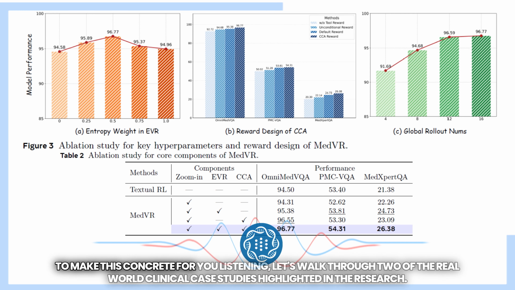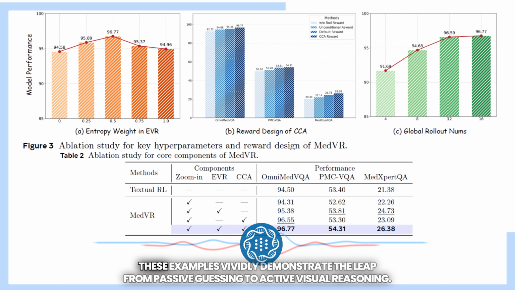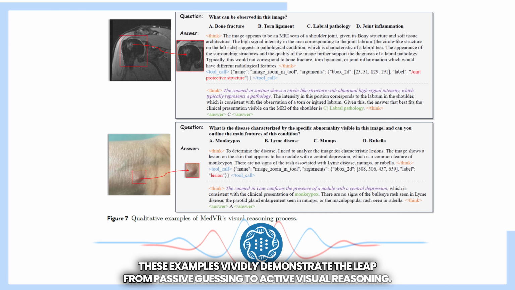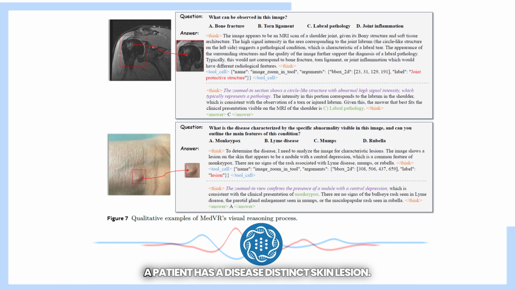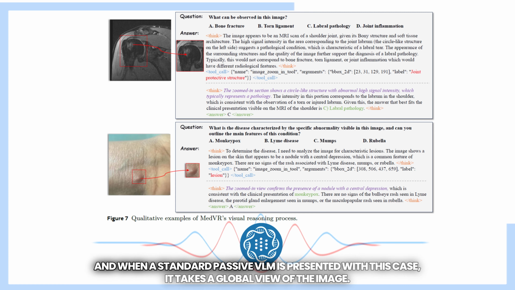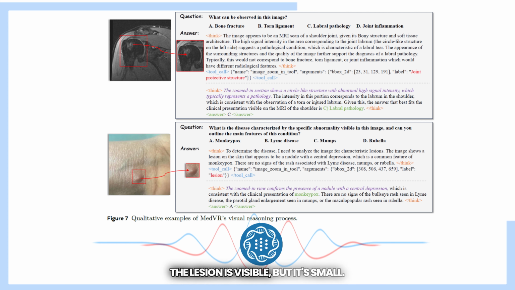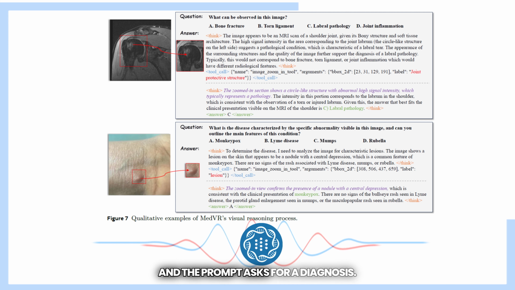Absolutely. To make this concrete for you listening, let's walk through 2 of the real-world clinical case studies highlighted in the research. These examples vividly demonstrate the leap from passive guessing to active visual reasoning. These are great examples. The first involves a complex dermatology presentation. A patient has a distinct skin lesion. Right. And when a standard passive VLM is presented with this case, it takes a global view of the image. The lesion is visible, but it's small. And the prompt asks for a diagnosis.